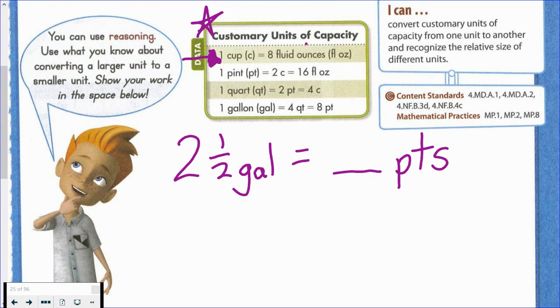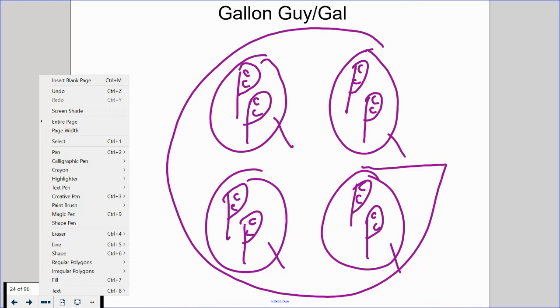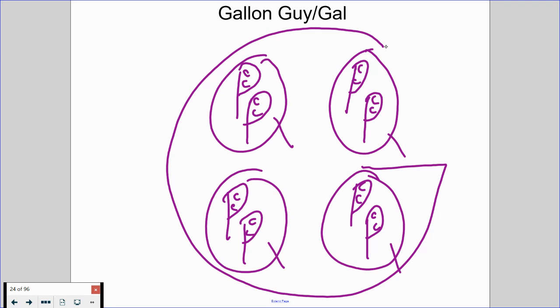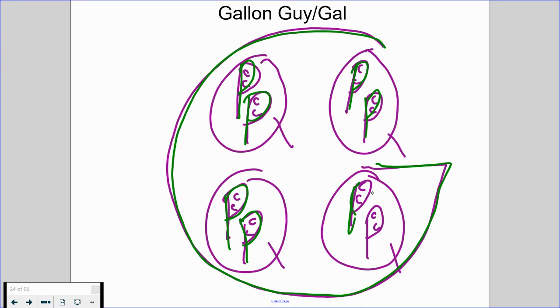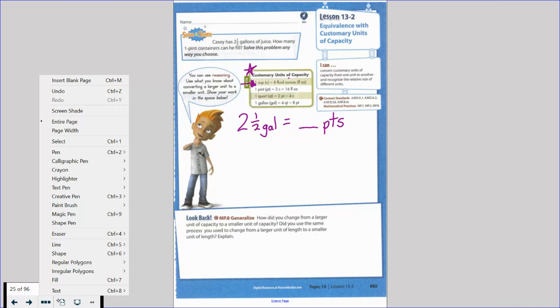Okay, so one option is to look at your gallon guy or your gallon gal and use that to help you. So if you look at our gallon guy here and you look within the whole entire gallon, we're being asked to look at the pints. So there's 1, 2, 3, 4, 5, 6, 7, 8. So within 1 gallon, there are 8 pints.